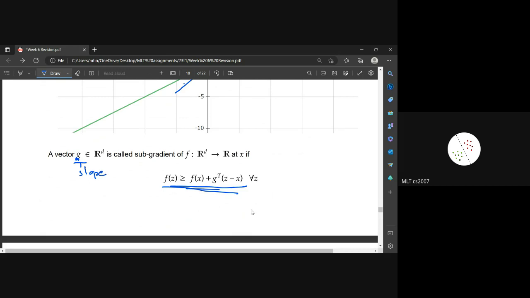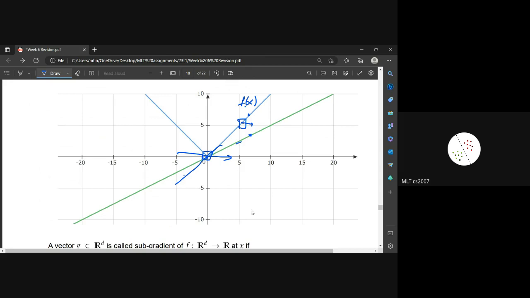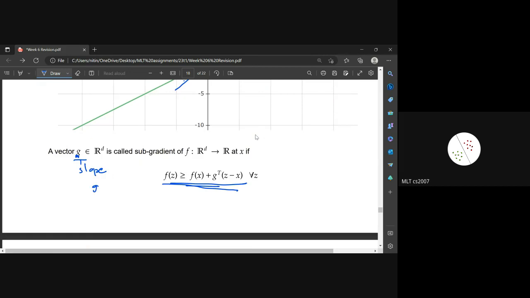If you think of it like this, here it's a one-dimensional line. The slope could be something like 45 degrees, or let's say the slope is 1/2 for this. So in this case, g is going to be 1/2. If you take any point here, it will look like f of z is greater than f of x, which is mod of x, plus 1/2 times the transpose of that vector. In this case it is one-dimensional, but in a real case this is going to be a multi-dimensional vector, so you take the transpose of that, and it becomes z minus x. So this becomes mod of z is greater than mod of x plus that term.